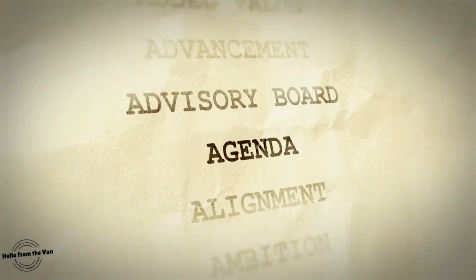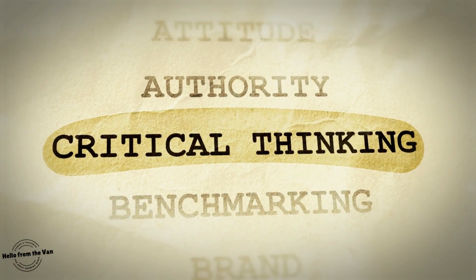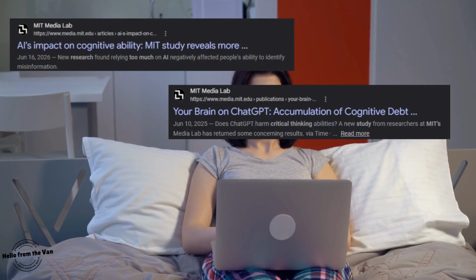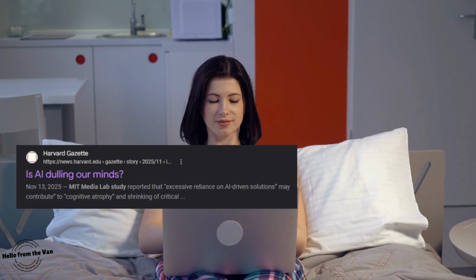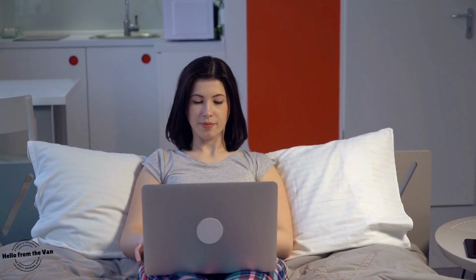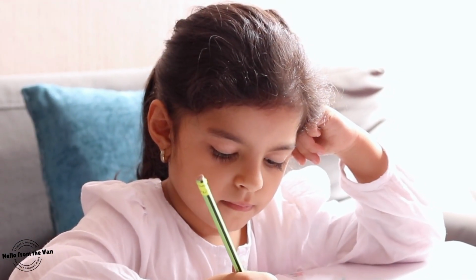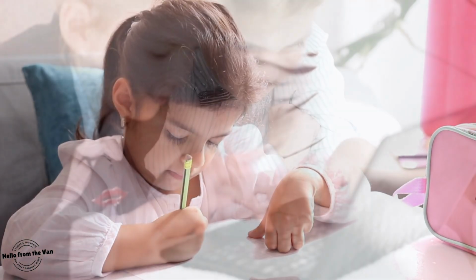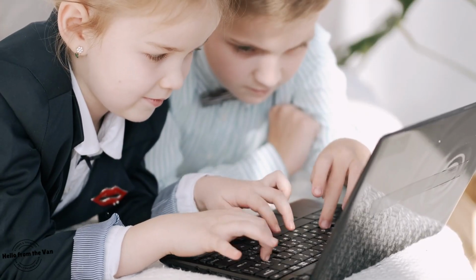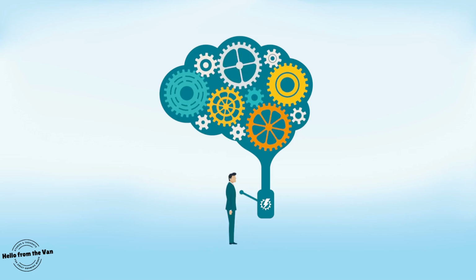And finally, the ability to critically think is impacted by a person's use of AI. Recent studies, like those done by MIT and Harvard, have reported that excessive reliance on AI-driven solutions may contribute to cognitive atrophy. Basically, the ability to critically think is impacted by a person's use of AI. These studies also show that those who rely heavily on artificial intelligence for certain tasks, such as writing or critical thinking, again, lose their ability to critically think on their own.